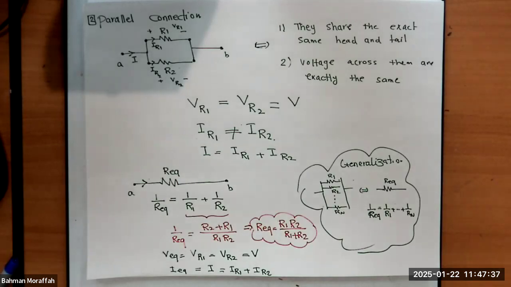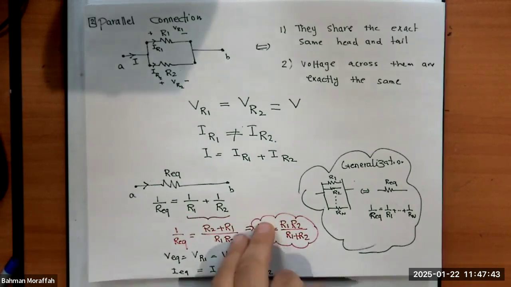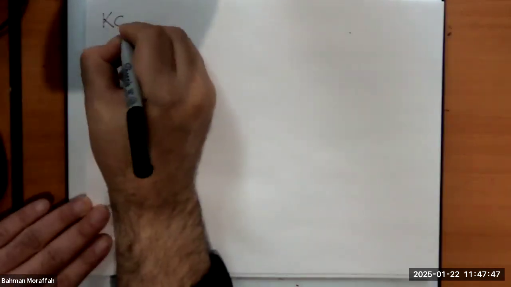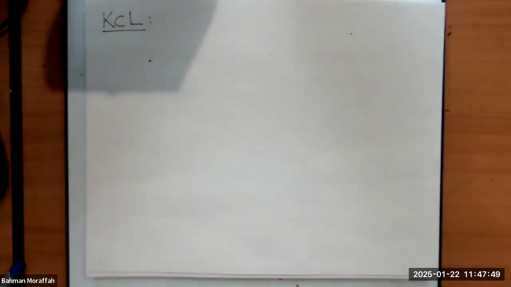We have two types of Kirchhoff's law, current and voltage. Let's see what they say. Let's start with Kirchhoff's current law. What does it say? What it basically says is, if I look at any node in a circuit, whatever current is going in should be the exact same as the amount of current that's going out.